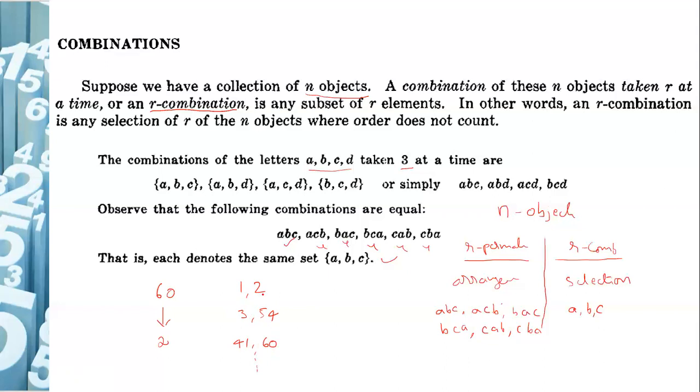Who are the two CRs? Maybe 1, 2, or roll number 3, 54, or 40, 41, 60. Like that, there are so many possibilities. So these are all selections of two students from 60, right? These are the possible ways.